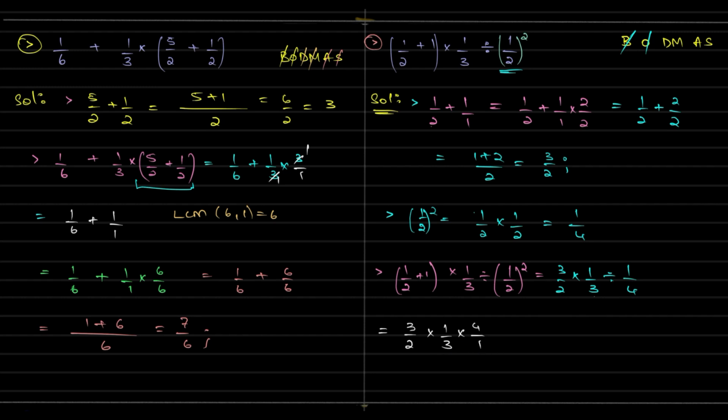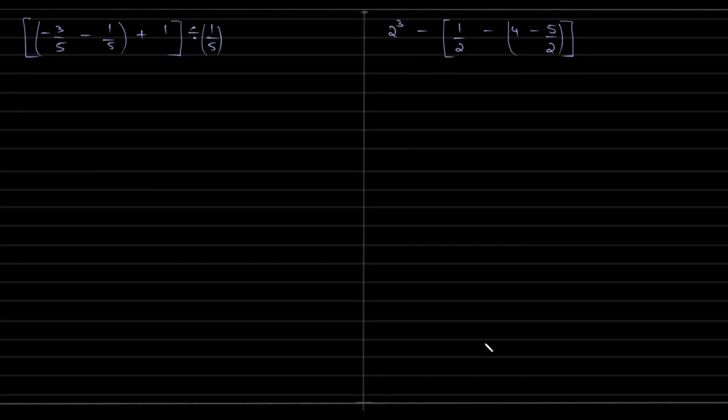That's it. So now it's just a matter of cancelling and multiplying. So 3 and 3 will get cancelled. 2 1s are 2, 2 1s are 2, and the answer is 2. It's not that difficult. You just have to stay calm and do it systematically. Pause the video and try the next one.